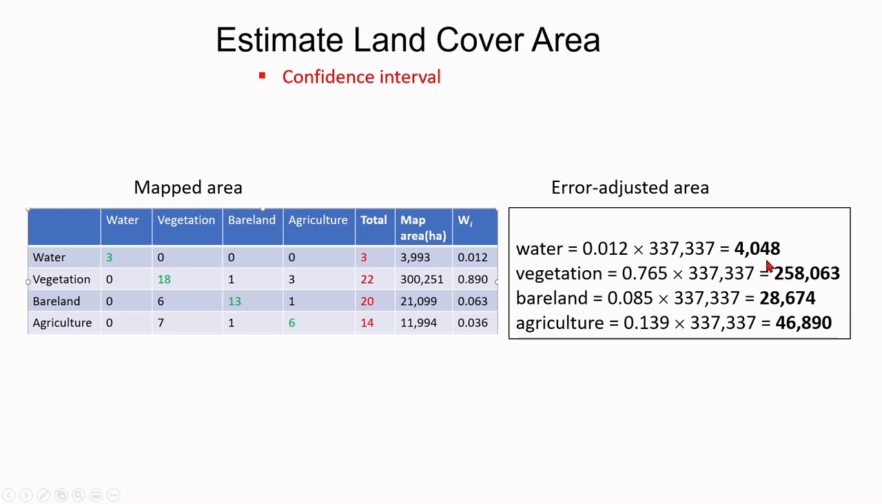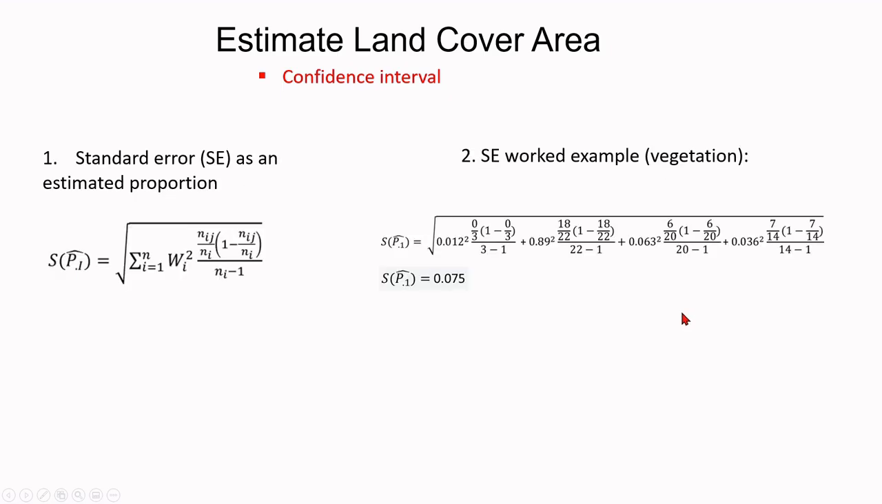So this is where we've actually adjusted for the errors of omission and commission, and that is now influencing the numbers we see here. This is the area estimated naively, and this one is the one that we have really adjusted for the errors. Okay. So the next thing we're going to do is compute the final step, which is the confidence interval.